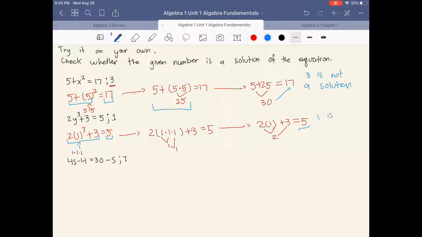So that means 1 is a solution. Okay, so all you're doing is verifying if the number after the semicolon is a solution to the equation on the left right here. Got it? Okay, so I want you to do the last one on your own, and we'll move on to the next page. Okay?